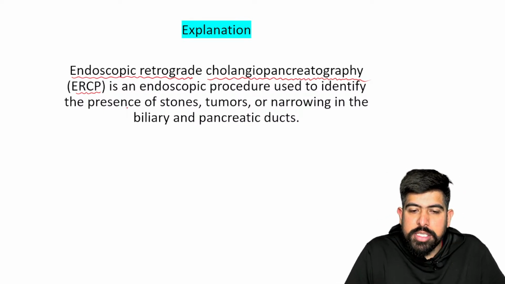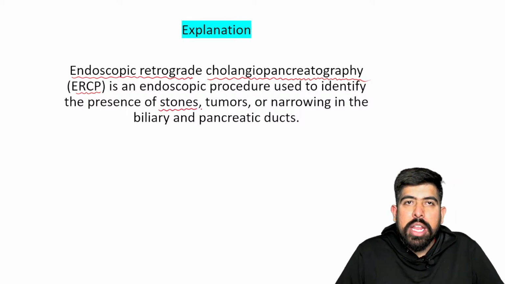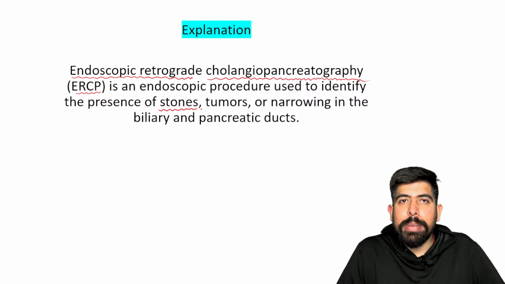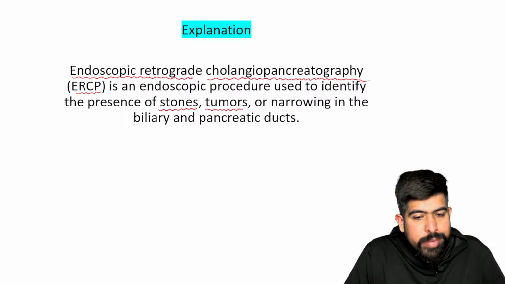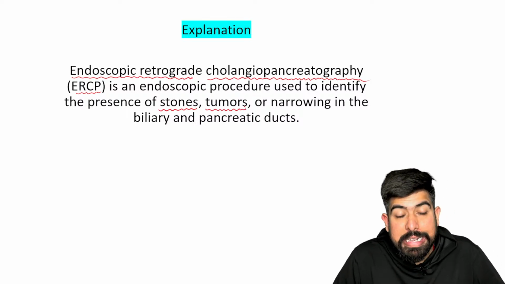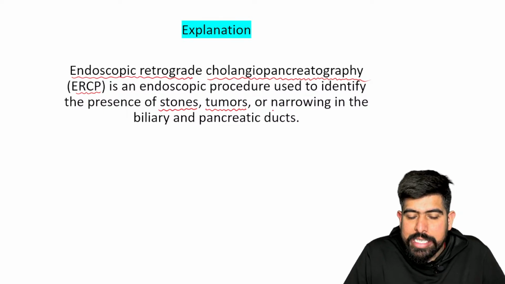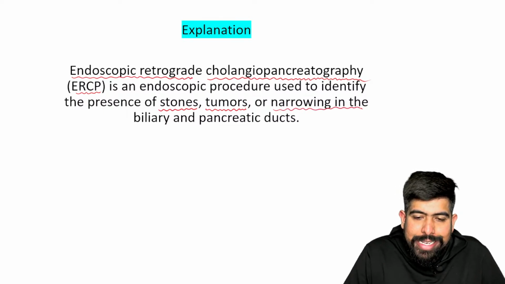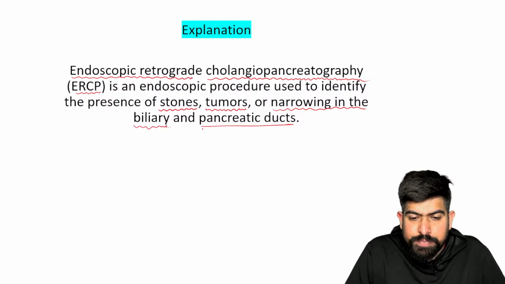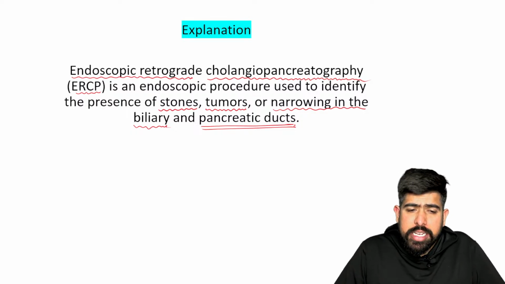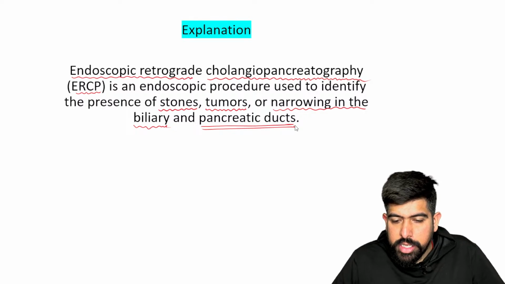And this endoscopic procedure is for identifying whether maybe there is a stone making a blockage in the pathway of the biliary ducts, or maybe tumors. Pancreatic tumors can also be possible, and also narrowing of the biliary ducts or the pancreatic ducts, guys. So for seeing the pancreas and the gallbladder, we are performing the ERCP.